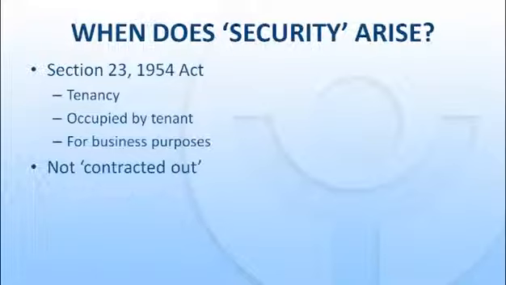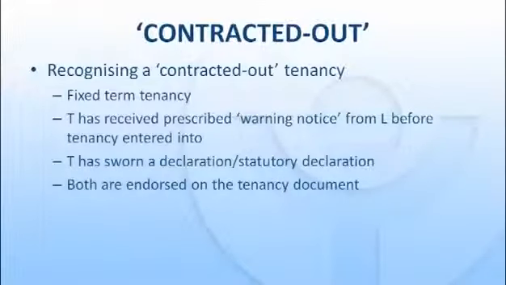And it must be a non-contracted out tenancy. Now, I've called it a contracted out tenancy. Often it's called an excluded tenancy. But what do I mean by a contracted out tenancy? Well, what I mean here, as we look at the next slide, is a tenancy that is actually contracted out of the security of tenure provisions under the 1954 Act by using the prescribed method of contracting out security of tenure.